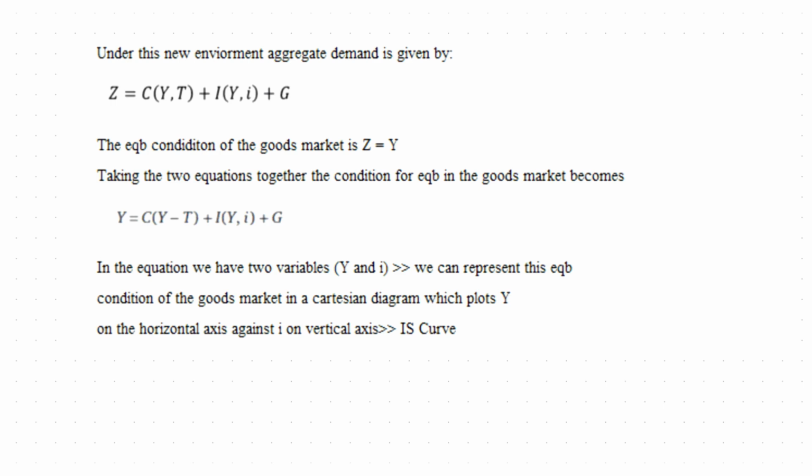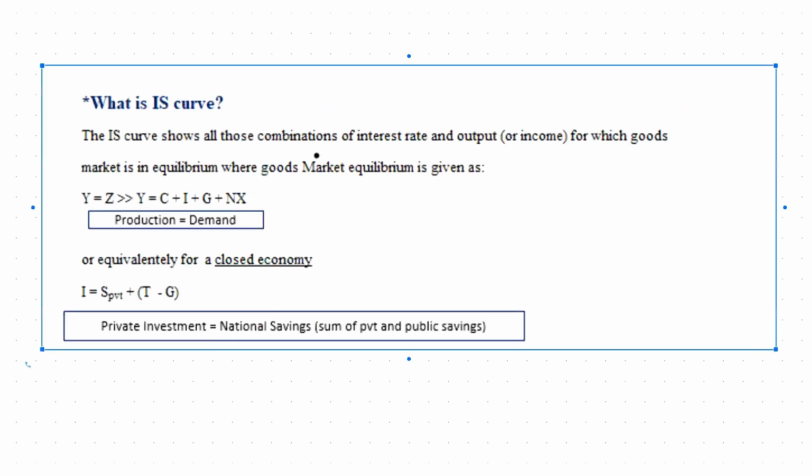So essentially, what is the IS curve? The IS curve shows us all those combinations of output and interest rate for which the goods market is in equilibrium, where goods market equilibrium is given to us as Y is equal to Z. We know Z, being demand, is C plus I plus G plus NX. Or equivalently, for a closed economy, where net exports are zero, we already looked at in chapter 3 that for a closed economy, this goods market equilibrium condition can be rewritten as private investment is equal to national savings, which is the sum of private and public savings.